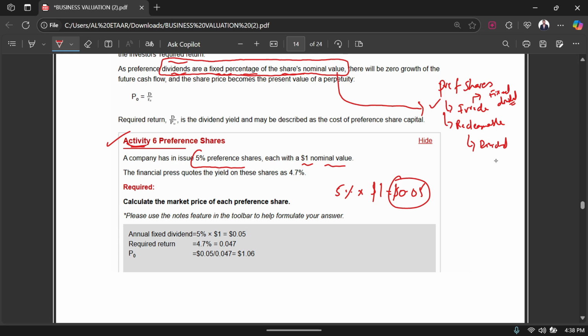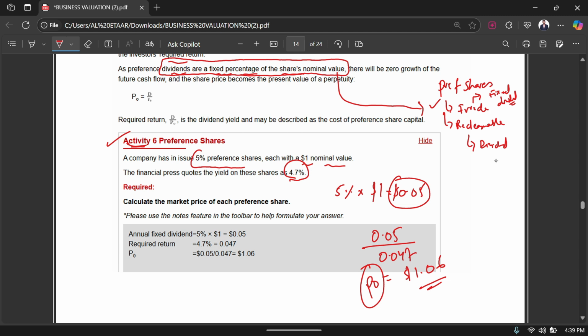And then you look for your return on equity, which is 4.7%, which is already given to you over here. That's the required return rate. Once you have your dividend and your required return rate, you just divide these two. You take your dividend and divide it by the required return, which is 4.7%, which can be written as 0.047, right? So that's going to be $1.06. That's my P naught, or my market value of the share.